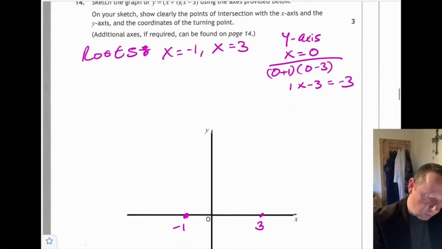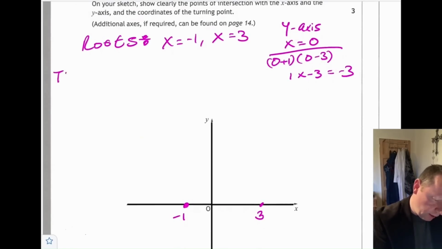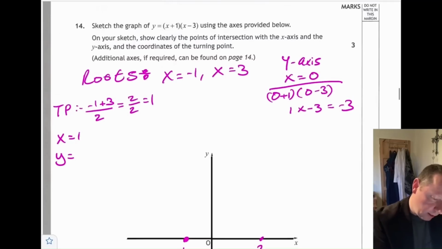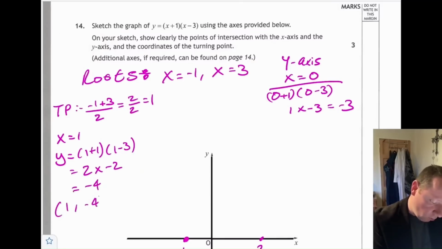I now just need my turning point. My turning point is in the middle of the roots. So the middle of minus 1 and 3: add them and divide by 2. 3 minus 1 is 2, over 2. It happens at x equal to 1. So at x equal to 1, we substitute it back into our equation: y equals (1 + 1)(1 - 3). That equals 2 times minus 2, which is minus 4. So our point is (1, -4).